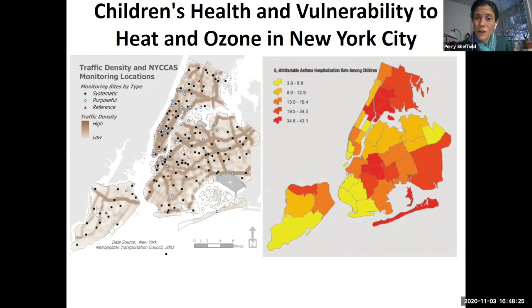On the right, it flips to ozone-attributable asthma hospitalization rate among children. And you can see it's not evenly distributed. There are hotspots in East Harlem, parts of Central Harlem, and then to the Bronx, and then over in Brooklyn and out in Queens and parts of Staten Island.